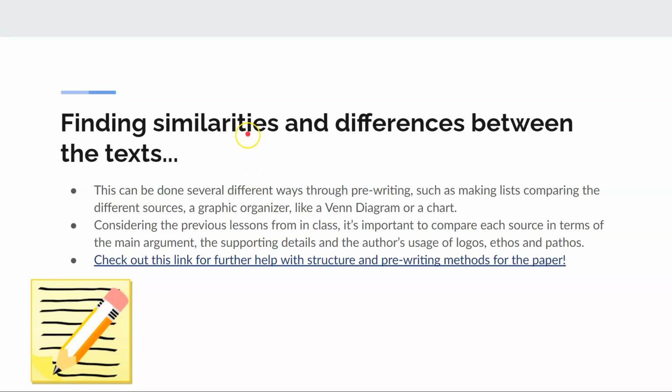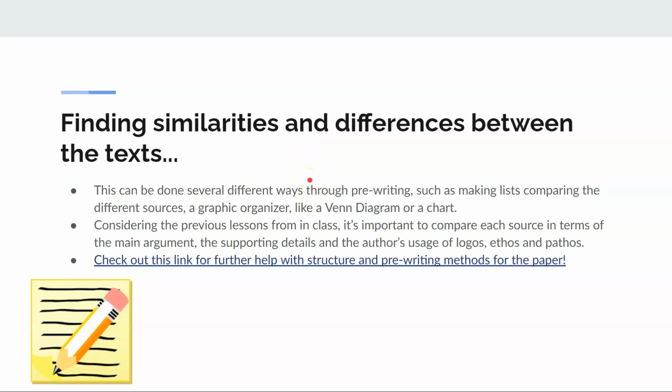So what we're doing is finding similarities and differences between the texts or the sources that you choose under whatever topic cluster you choose. Now, this can be done several different ways through pre-writing, such as making lists comparing the different sources, a graphic organizer like a Venn diagram or a chart, and that has been discussed very much in length previously in our Norton Field Guide. So if you need a sort of review of that, you can always find it in the Norton Field Guide.